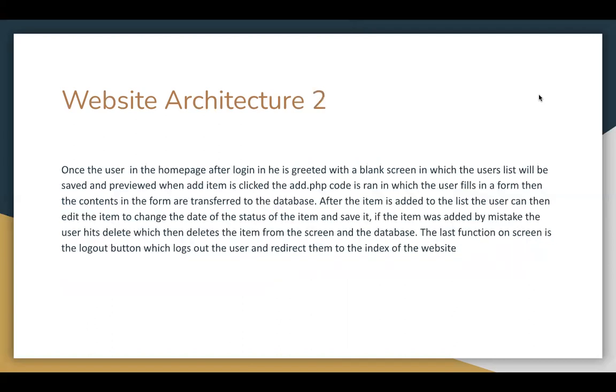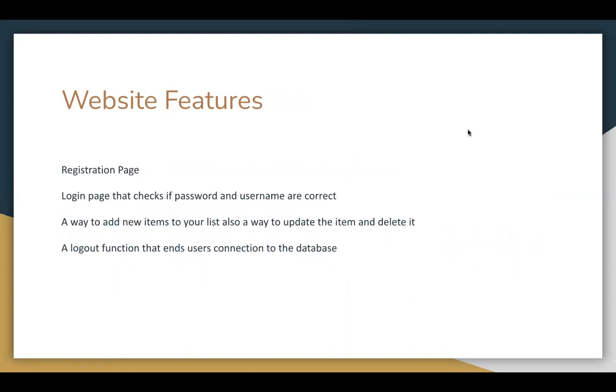So once you're in the home page, once you log in, you have a blank screen, and then it says list, as I'll show you in a minute. And then you can add items, delete items, and update items, basically like I said here.